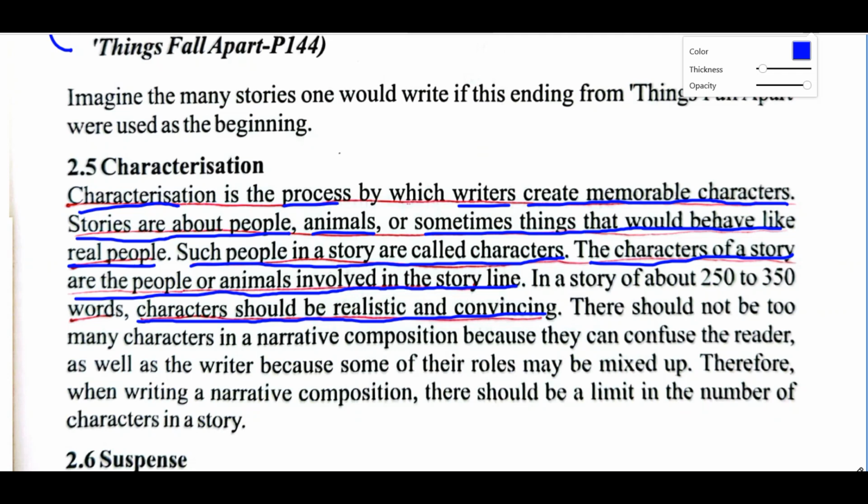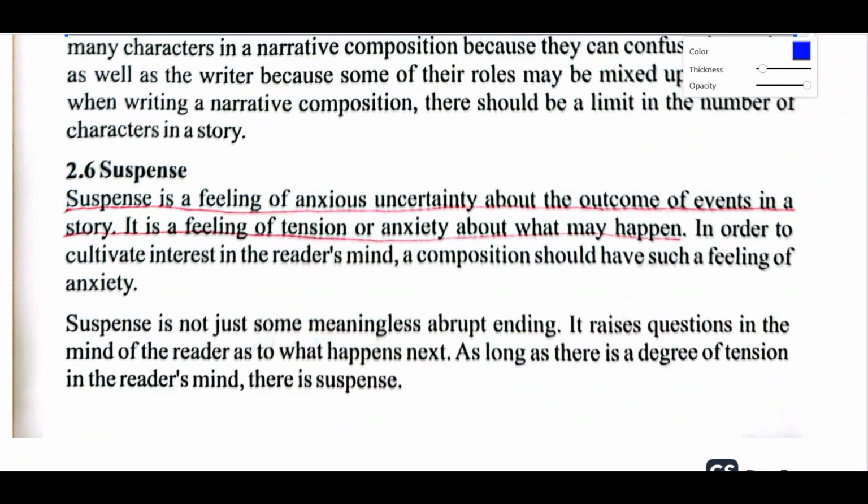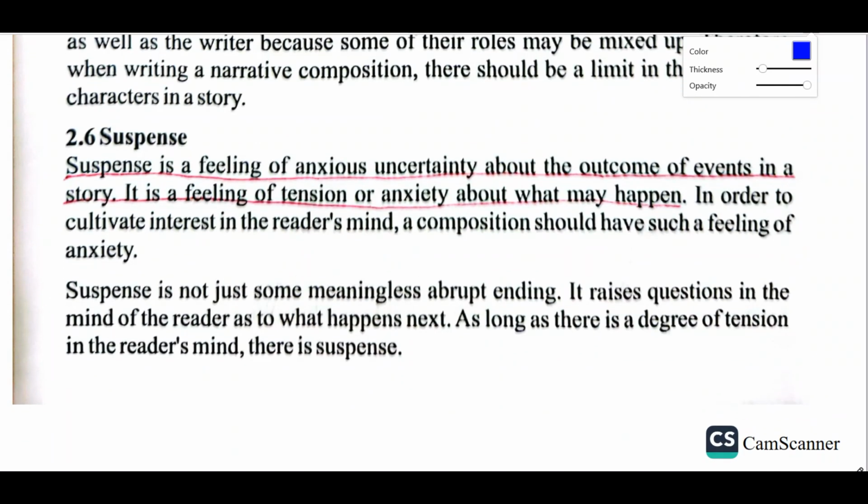Under characterization is where you look at the characters. In movies we used to call this the starring and the co-starring. That is an example. You need to look at who is going to play the main character and who is going to play the secondary one.